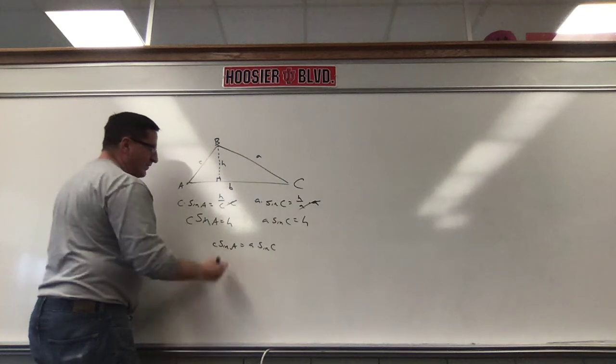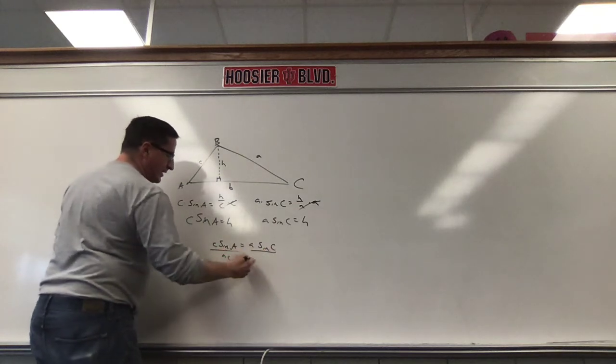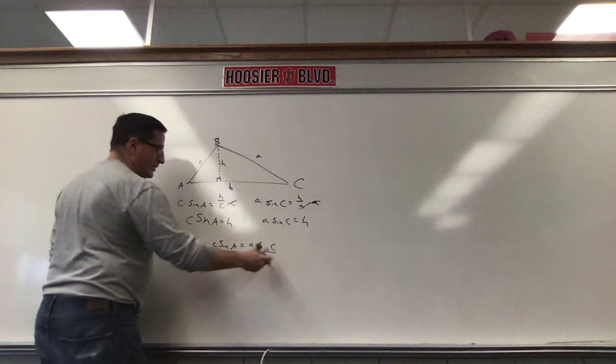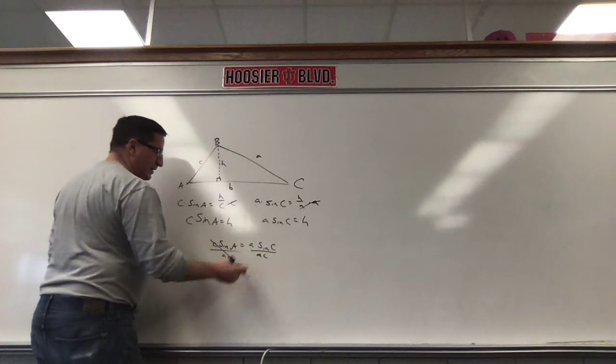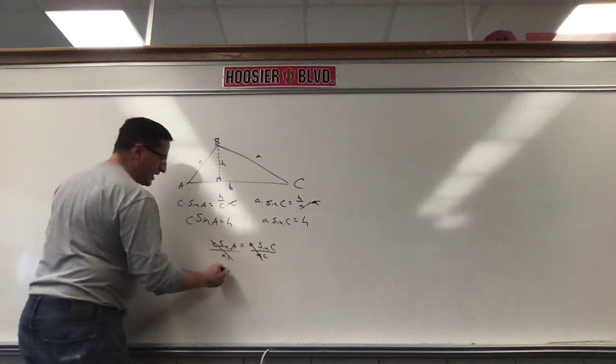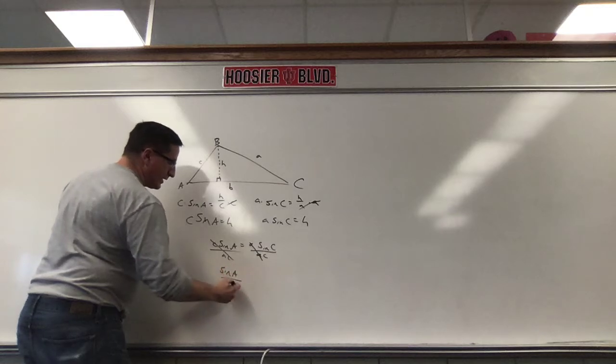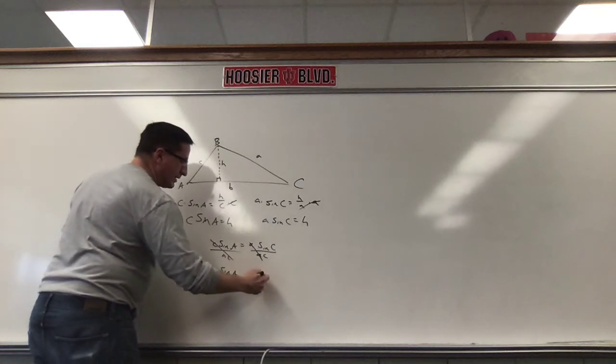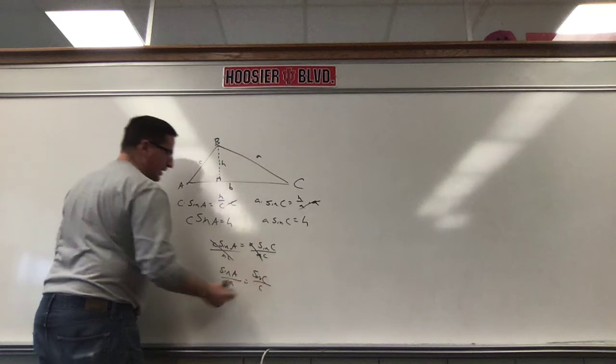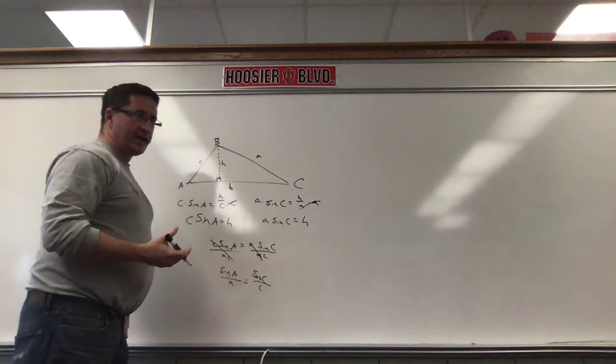And just for fun, I'm going to divide each side by little a, little c. Whatever I do to one side, I do to the other. These little c's cancel, these little a's cancel. So we're left with sine of capital A over little a equals the sine of capital C over little c. That's 2/3 of the law of sines, okay?